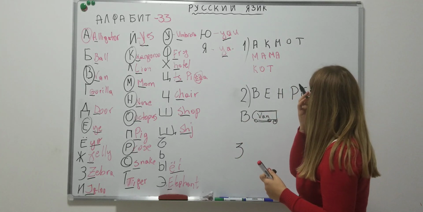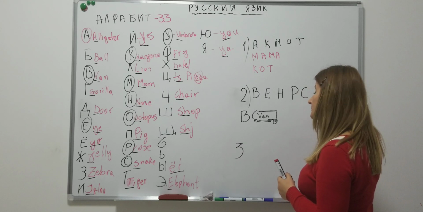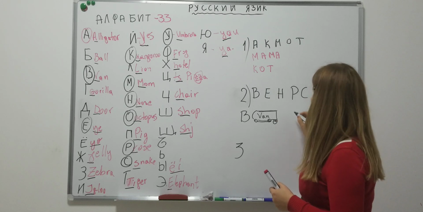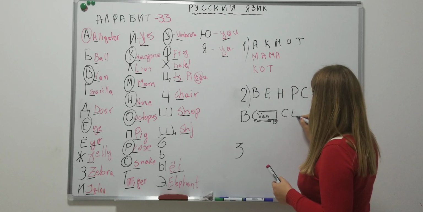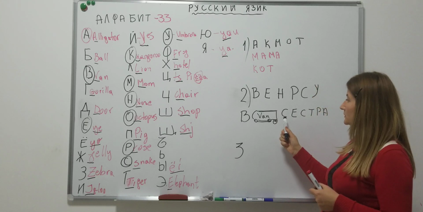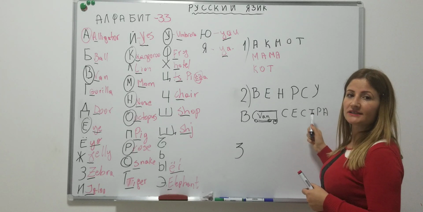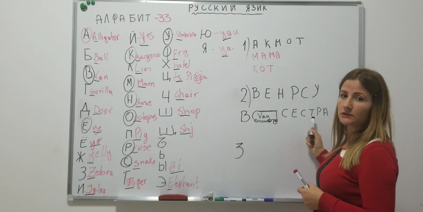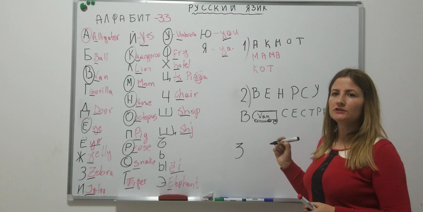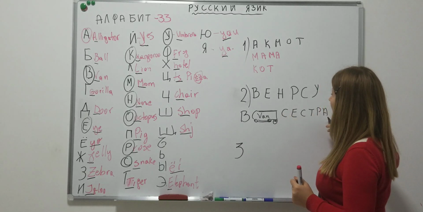What can we write with this? For example, okay, we have the letters here, let's write Sestra. In Russian it means sister, but you will see that we read it differently in the next lessons. Sestra.